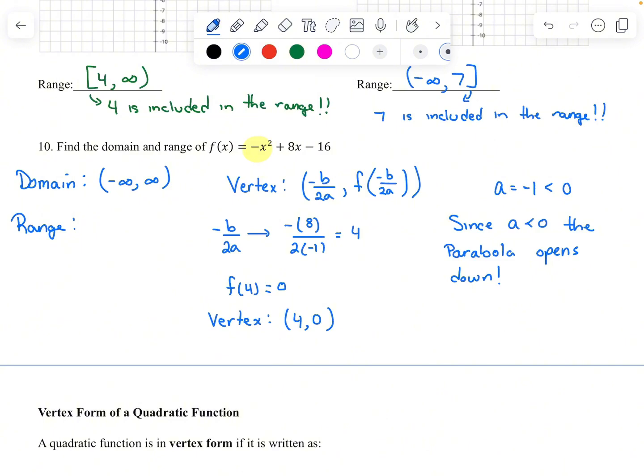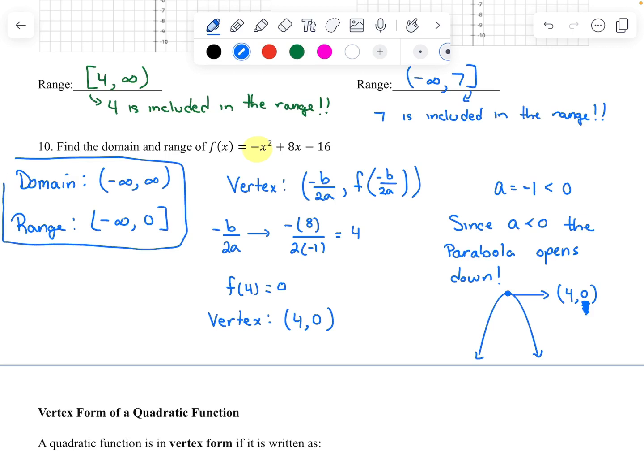So I'm going to make a quick sketch. It's going to open down just like this. And the vertex is going to now be the highest point on the graph. Which means the 0, which I just underlined in blue, is going to be the largest value in the range. So the range is going to be negative infinity to 0 with a bracket. And we are done.